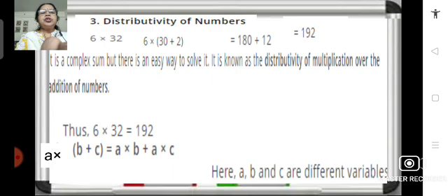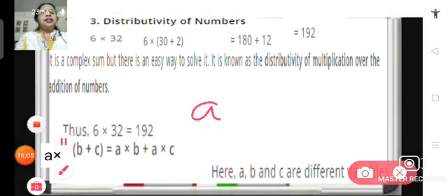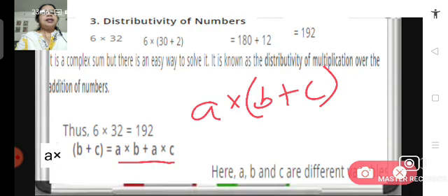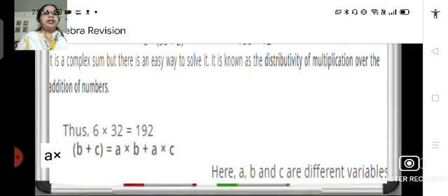Variables are also used to express the distributive property of numbers, like the distributive property of multiplication over addition. a into (b plus c) can be written as a into b plus a into c. When we open the bracket, it becomes a into b plus a into c. So this is the distributive property.